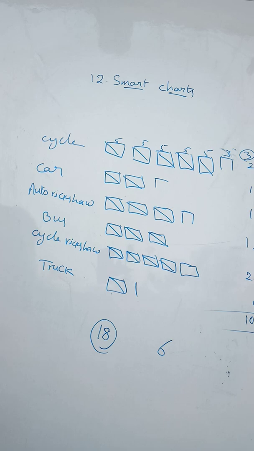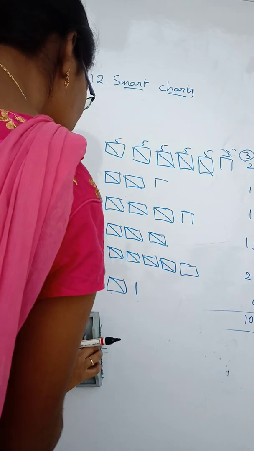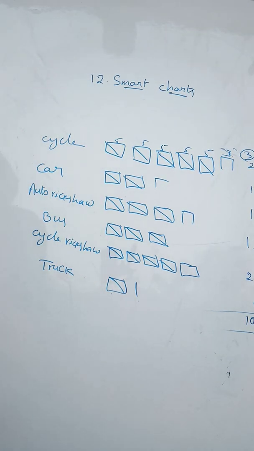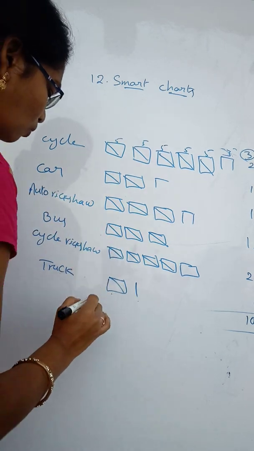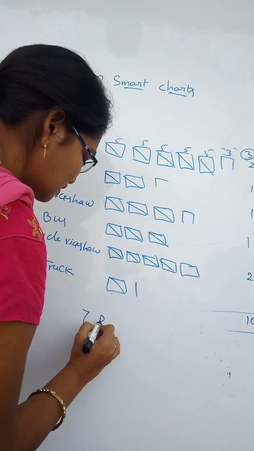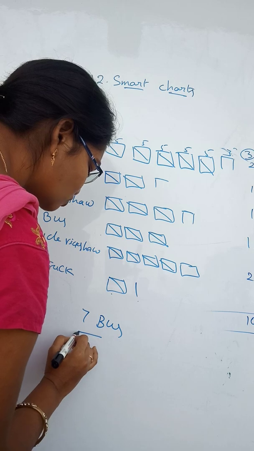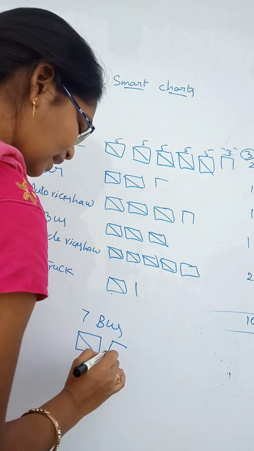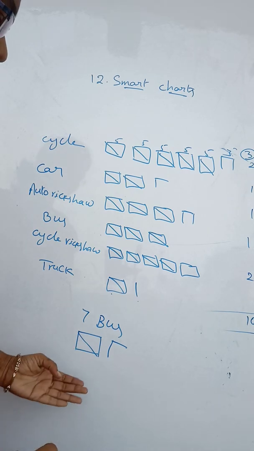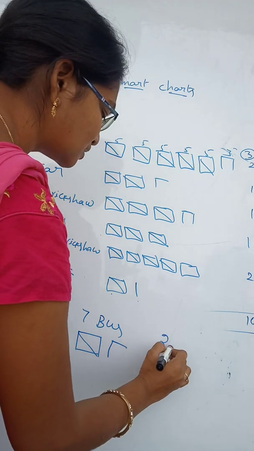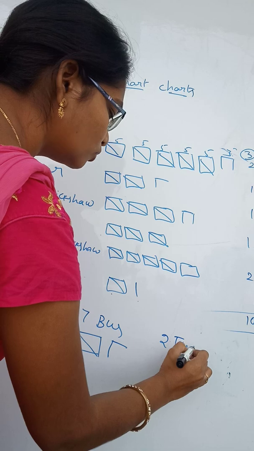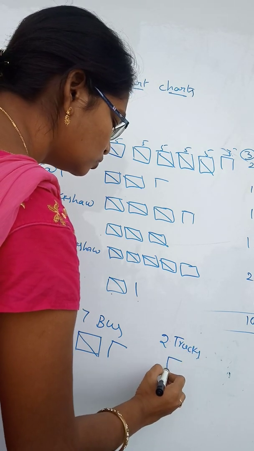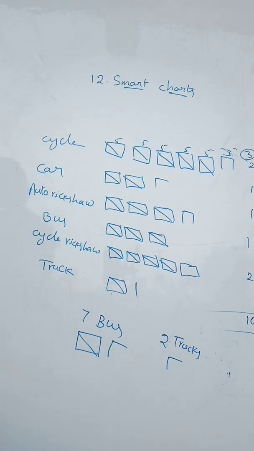Make tally marks for 7 more buses. How should we do the tally marks? 7 buses means do the tally marks 1, 2, 3, 4, 5, 6, 7. Like this we should do the tally marks for 7 buses. For 2 trucks, how to do the tally marks? 1, 2. 2 trucks. Okay.